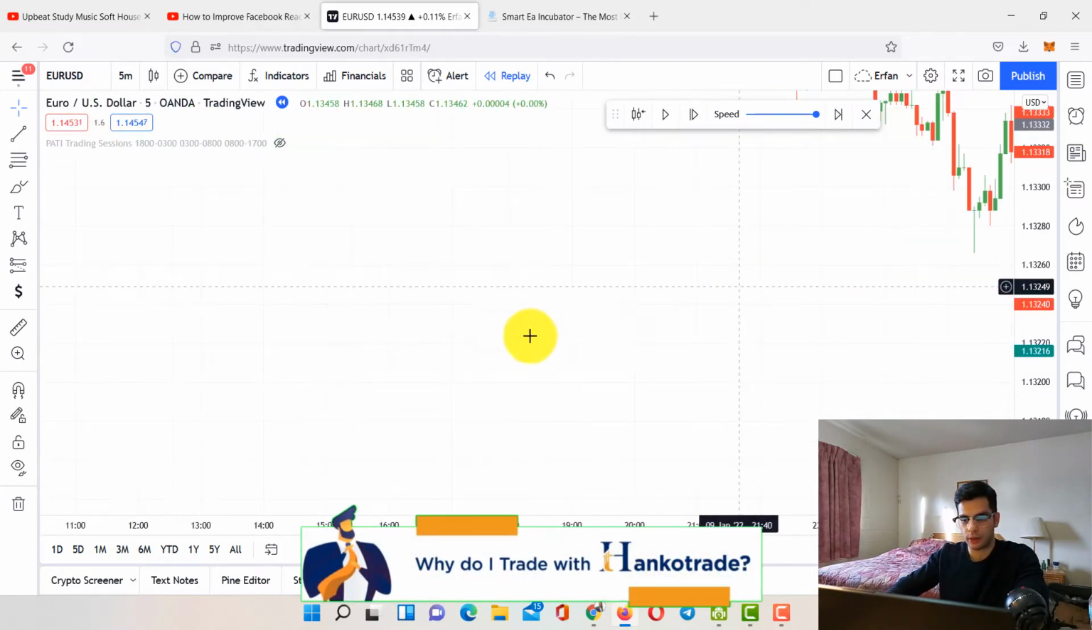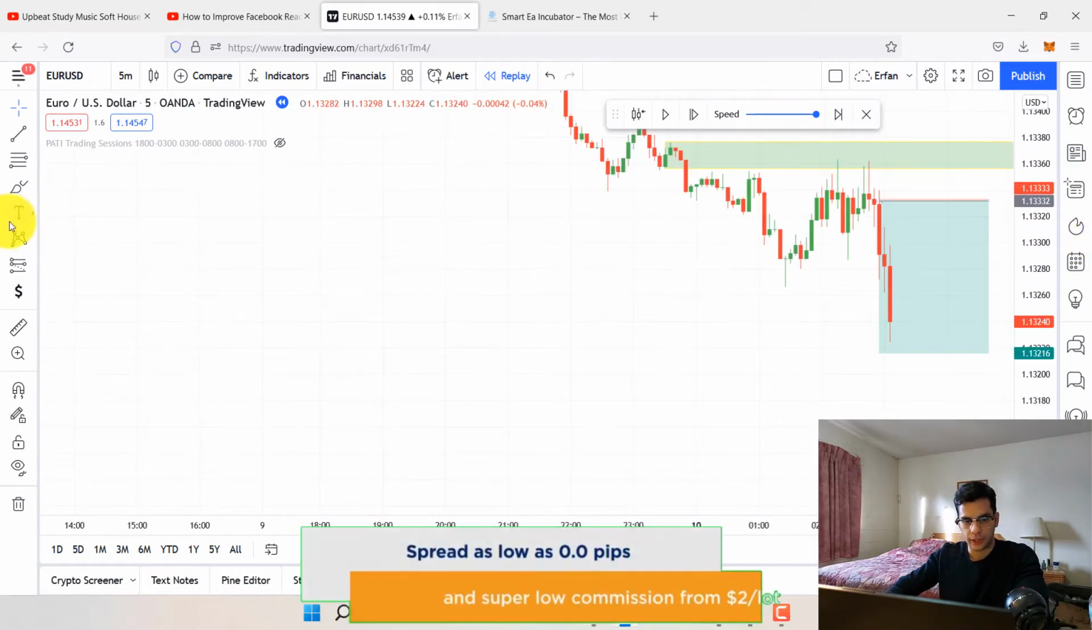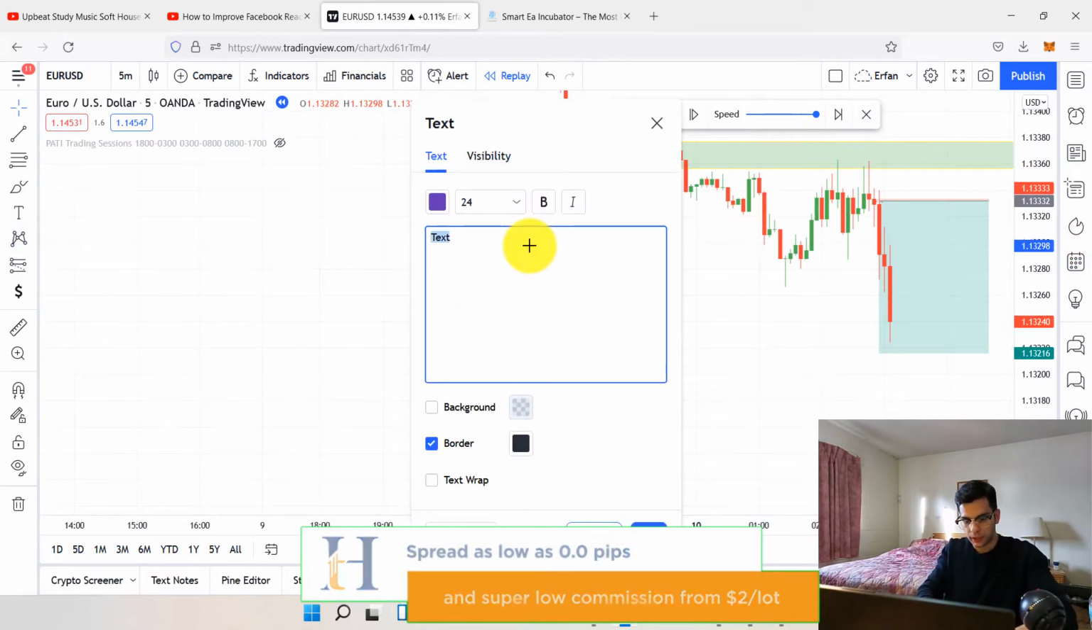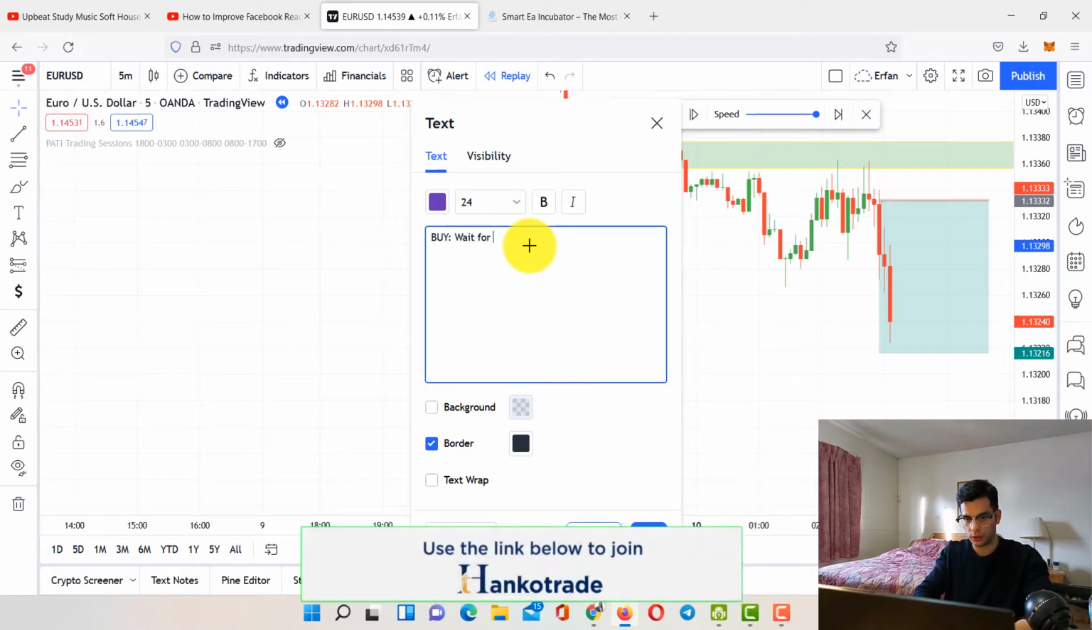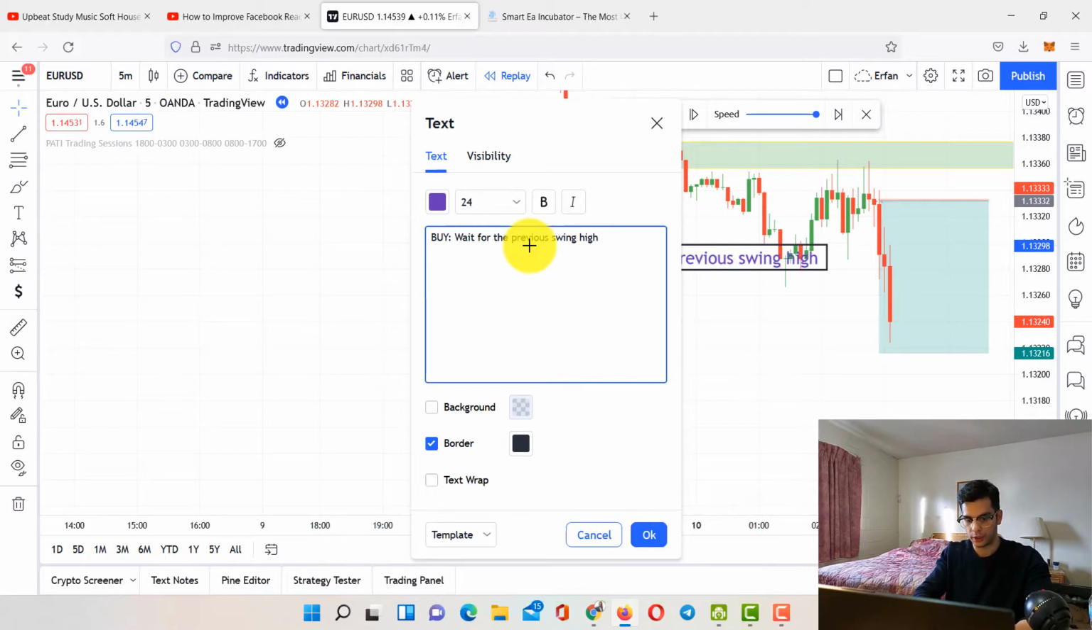So I'm going to write it down here. I'm going to type it for you so we can have a better understanding. If you're buying, wait for the previous swing high to get broken.